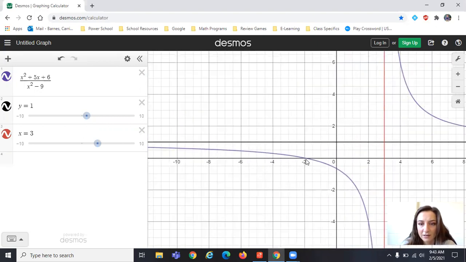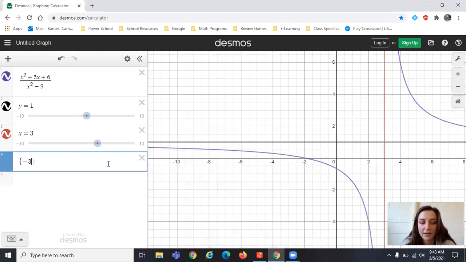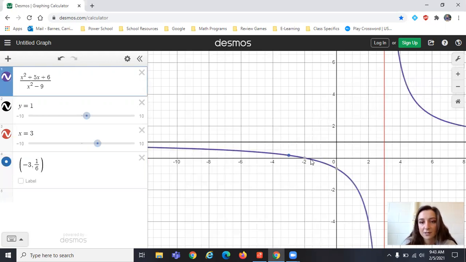So let's just drag over to -3 and see if it does pop up a hole there. Okay, and you can see at -3 it does say undefined. So let's just double check that our value is going right over that. We got -3 and then 1/6. And you can see that this is exactly where that hole was on our regular graph because it shows up right there. So that is the correct value of the y value of the hole.